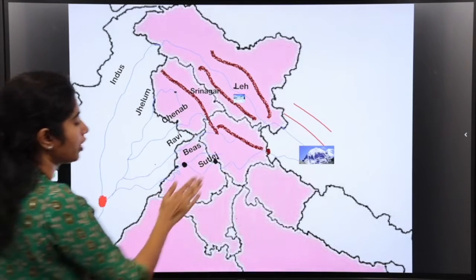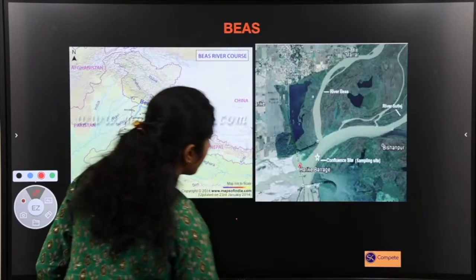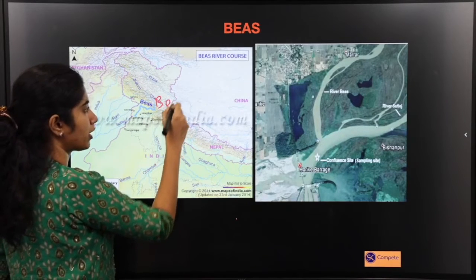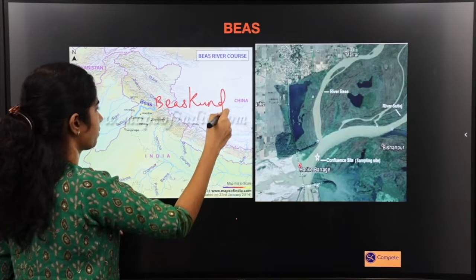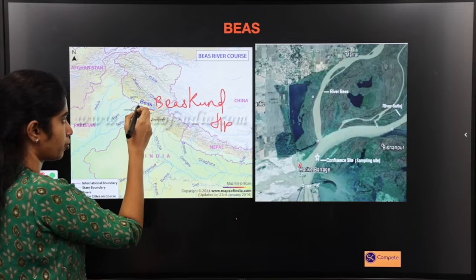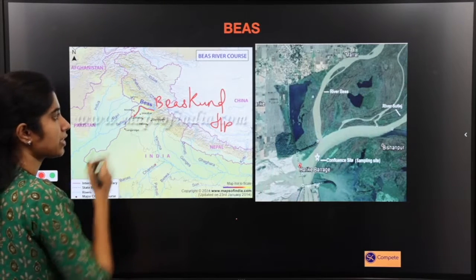Coming to the next tributary, next we are going to see about Beas river. So where does this Beas river originate? This originates near Rohtang Pass in Biaskund, Himachal Pradesh. It flows northwest, entering into Punjab state of India, and this is joined by river Satluj.